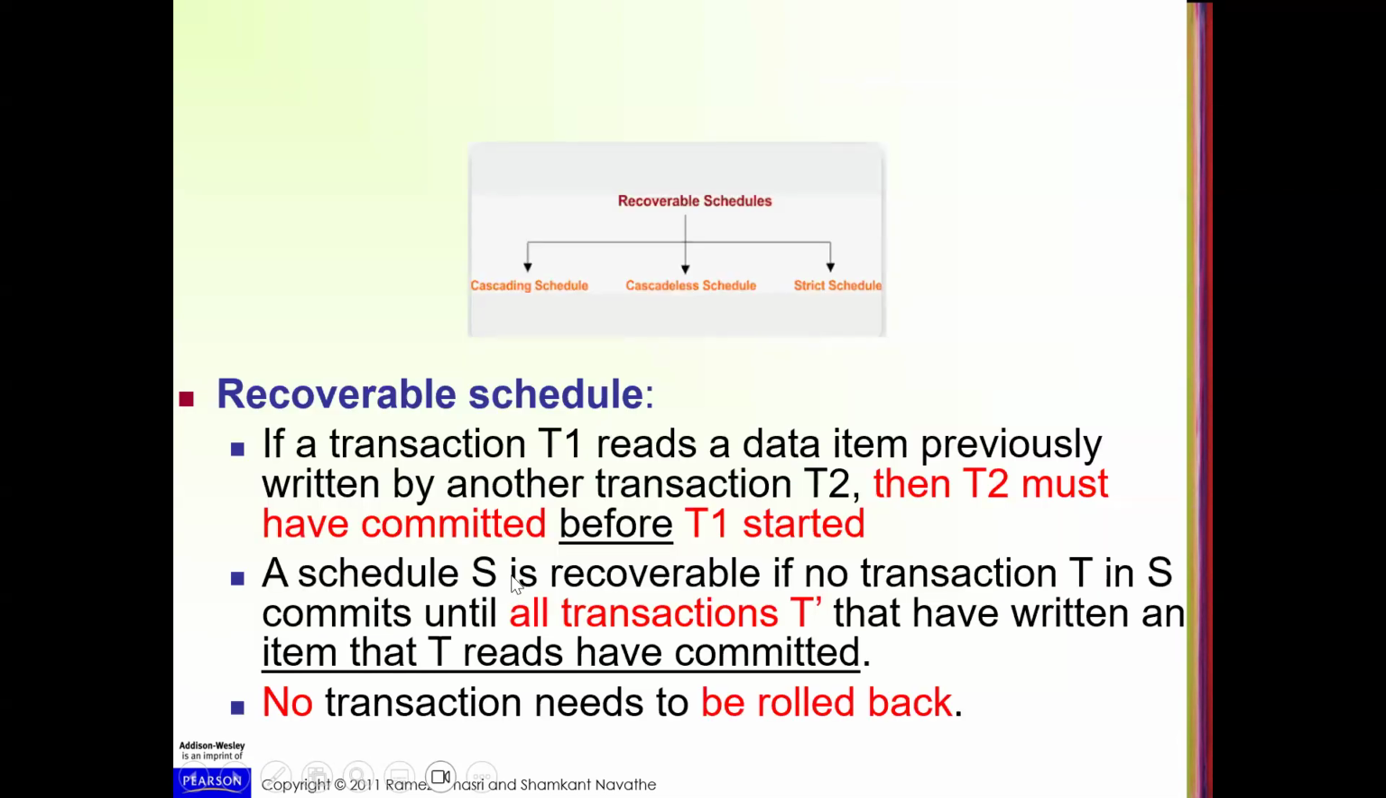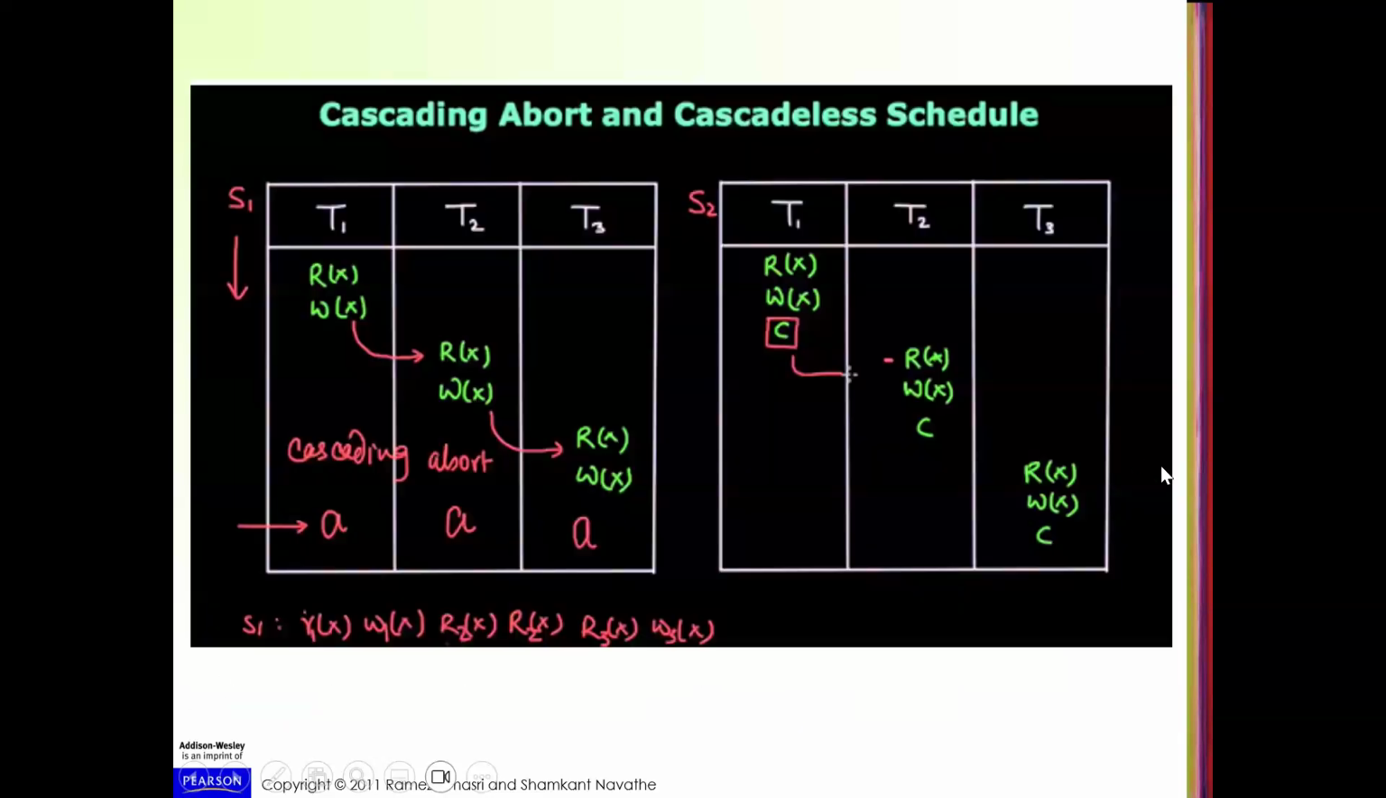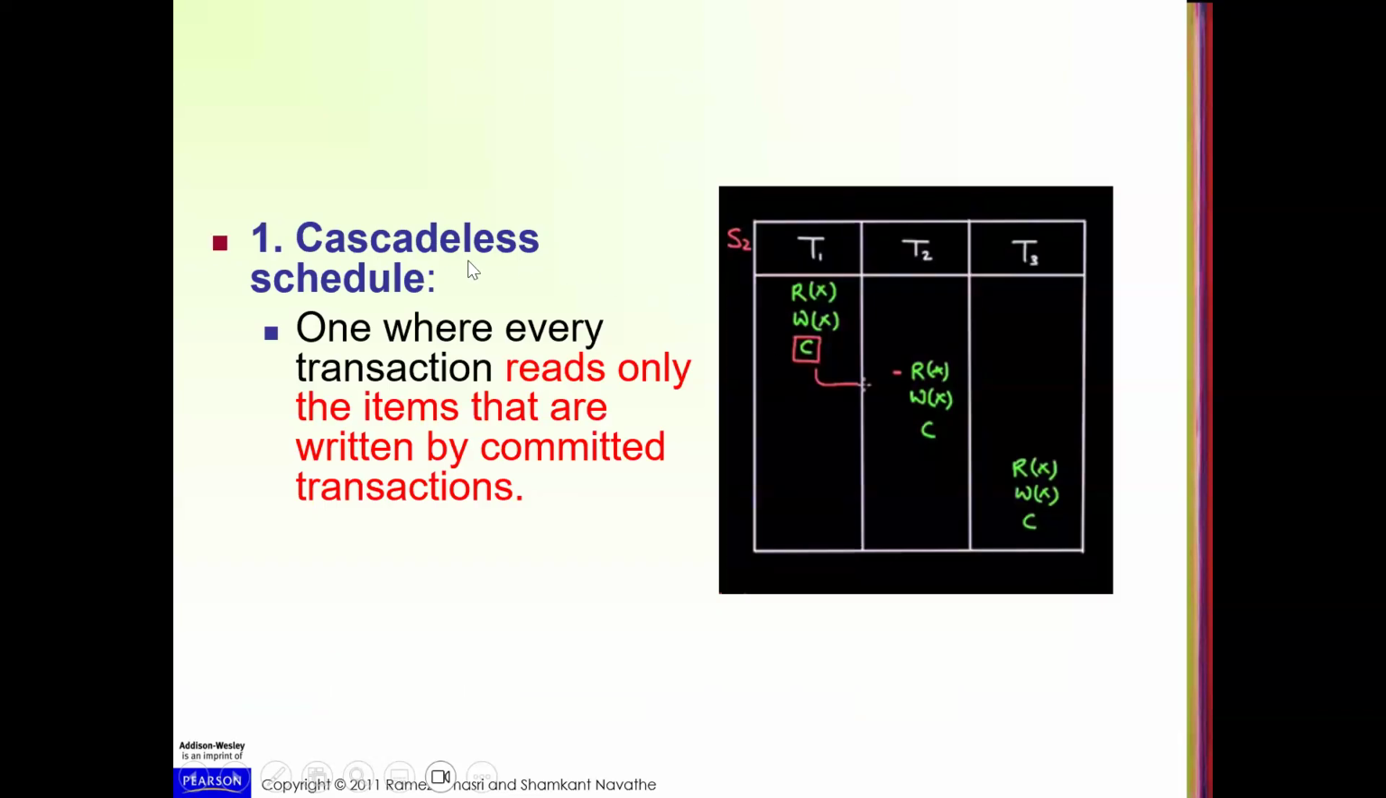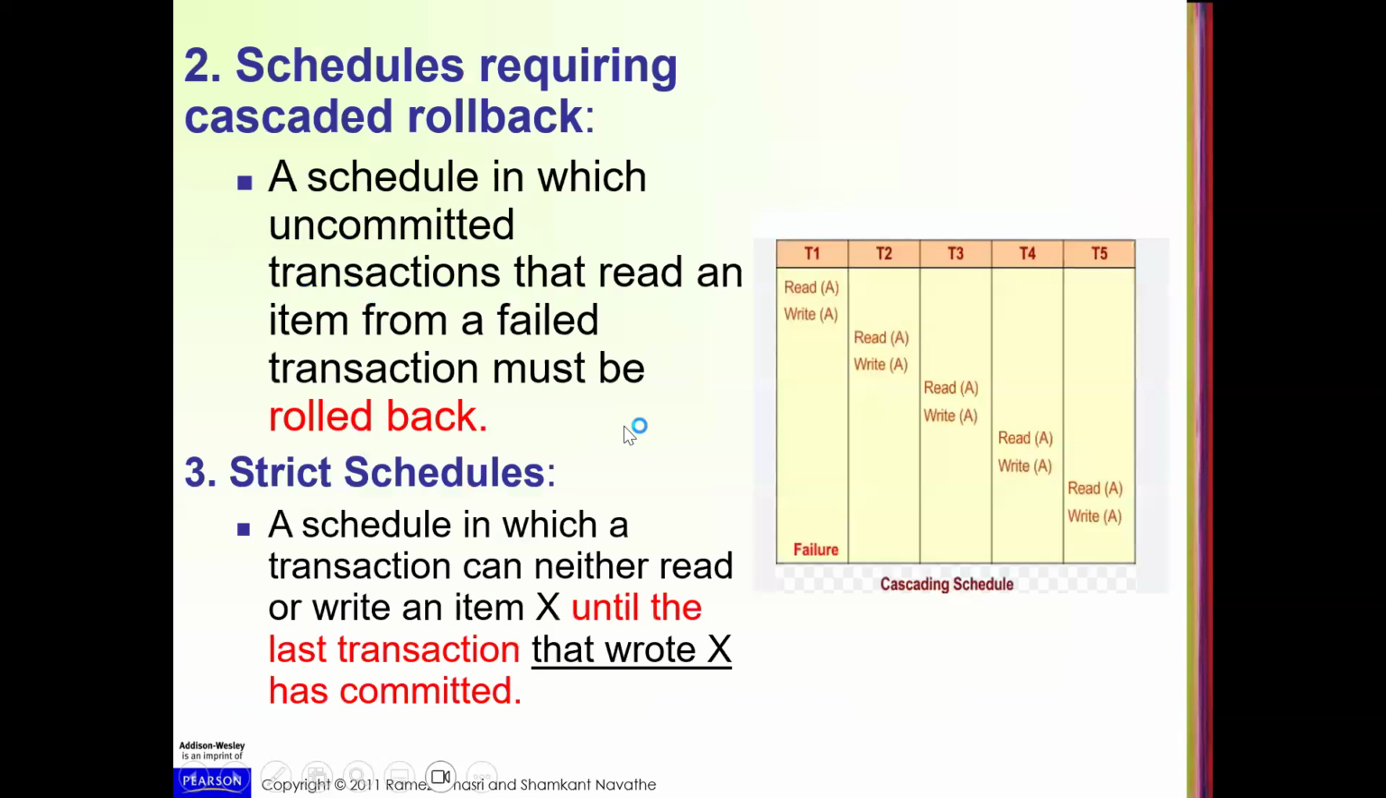Now you will understand. A schedule is recoverable if no transaction T in S commits until all transactions T' have already committed. So this cannot commit until all these things are committed, and this cannot perform any operation unless it takes the committed value from the previous one. Okay, cascadeless schedule, we just understood the same thing. We talk about cascading aborts, which is nothing but a rollback. If the first transaction rolls back, the second transaction will also roll back, third will also roll back, fourth will also roll back, and all will roll back. So this is cascading rollbacks or cascading aborts.